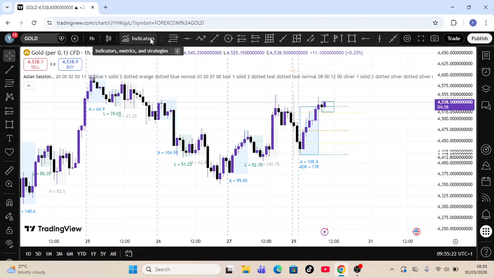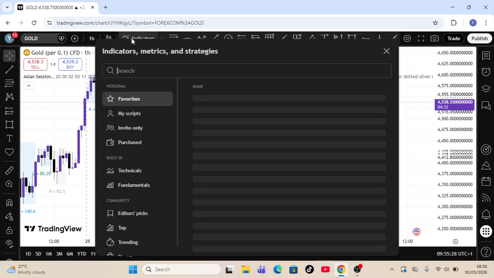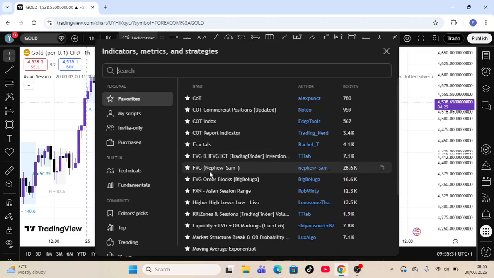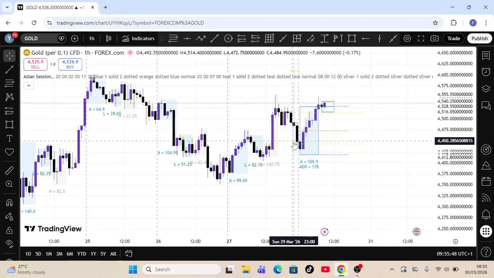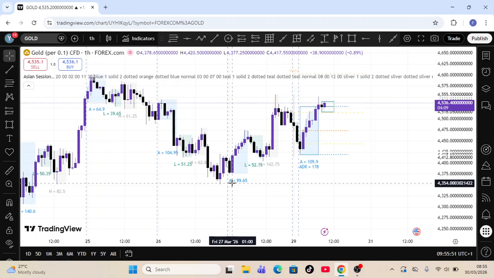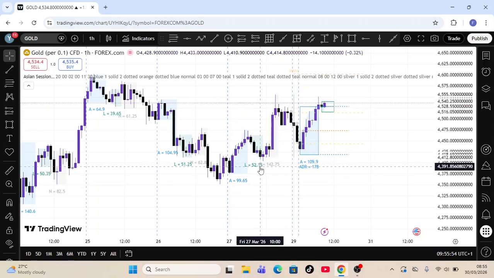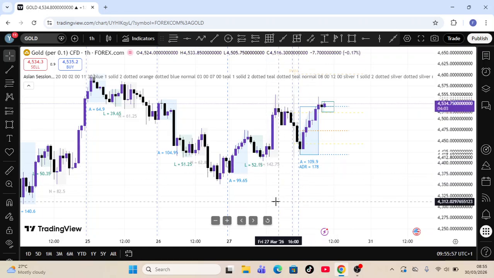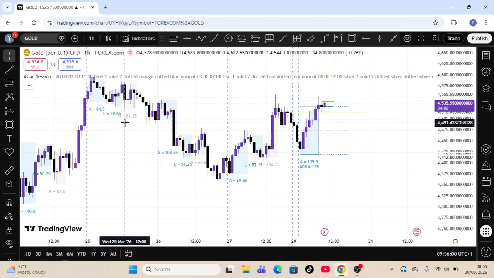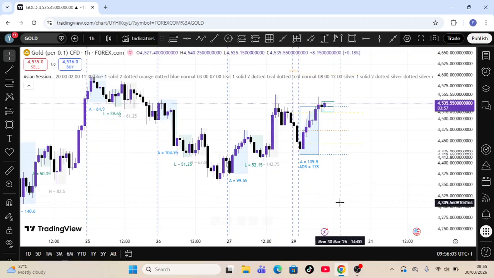Go to your indicators. When you go to your indicators, search for this indicator, FXN, Asian Session Range. That's the indicator I'm using, and you can see if you see A here, that's Asian Session. L here, that's London Session. And there is N over here, which is New York. You can see N over here, which is New York. And let me teach you how I was able to catch that trade.